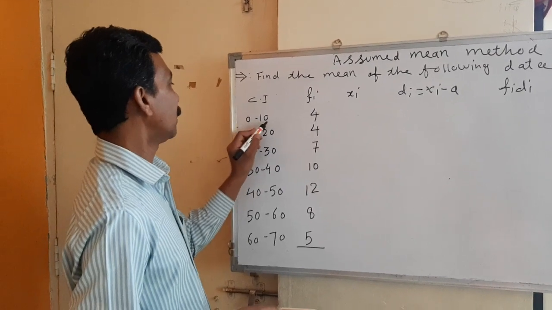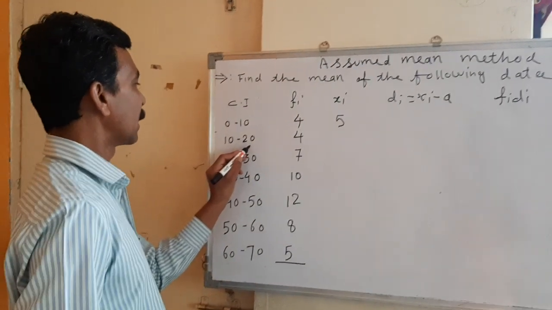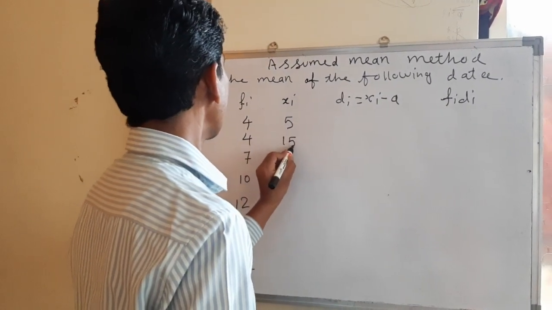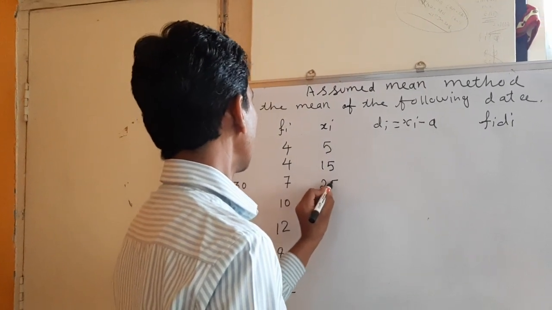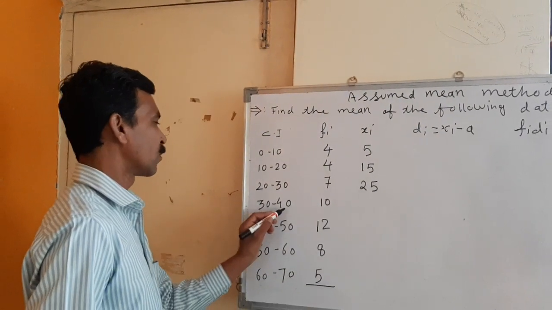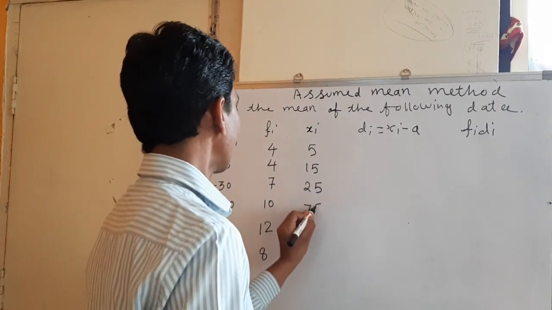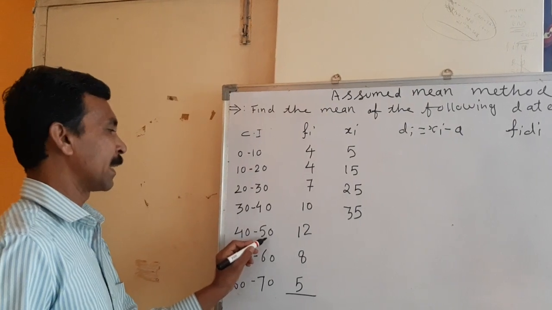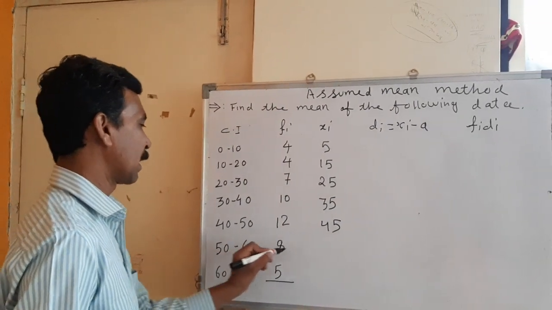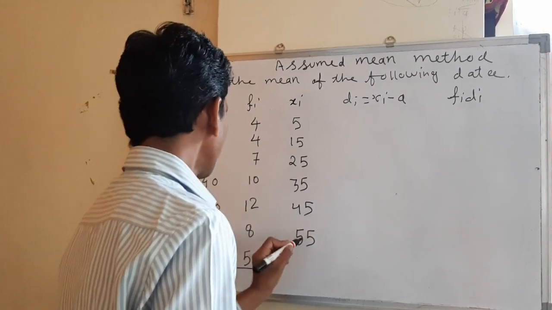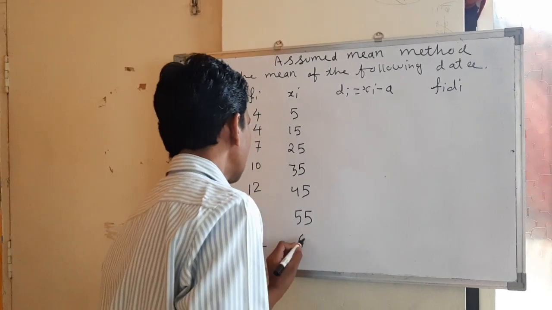For 0 to 10, the sum is 10, 10 by 2 is 5. 10 plus 20 is 30, 30 by 2 is 15. Similarly, 20 plus 30 is 50, 50 by 2 is 25. The xi of the class interval 30 to 40 is 30 plus 40 is 70, 70 by 2 is 35. 40 plus 50 is 90, 90 by 2 is 45. 50 plus 60 is 110, 110 by 2 is 55. And the xi for the last class interval, 60 plus 70 is 130, by 2 is 65.